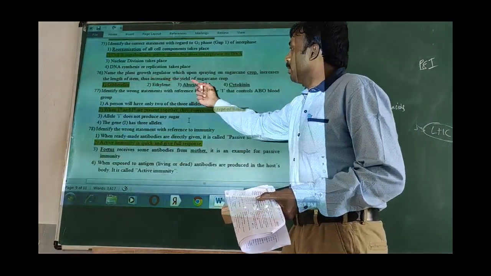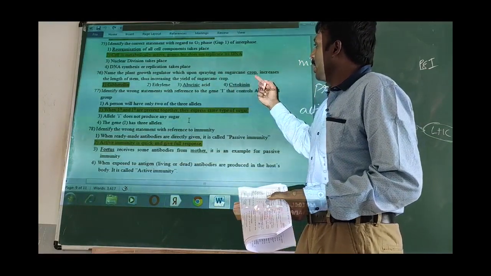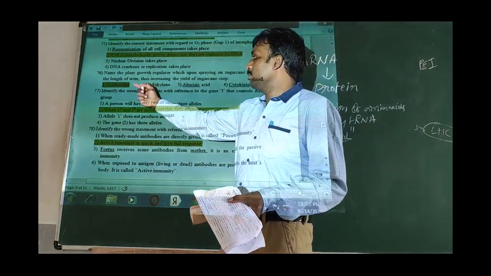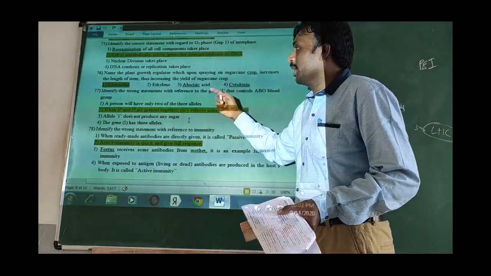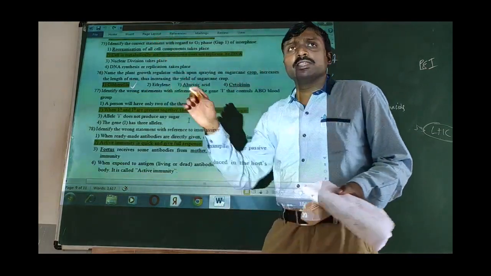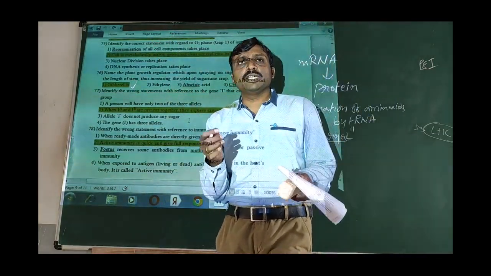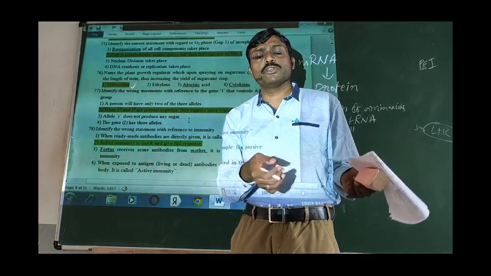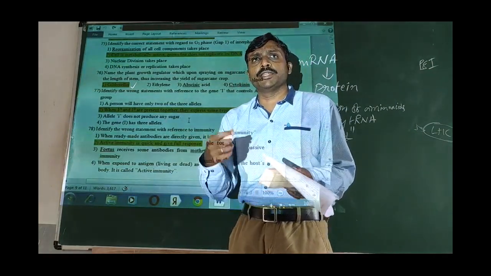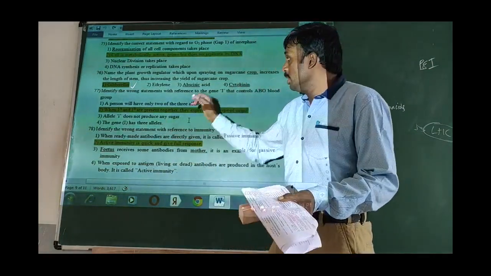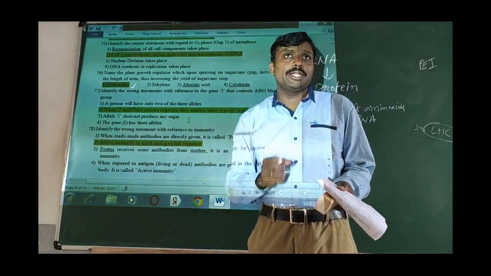Then name the plant growth regulator which upon spraying on sugarcane crop increases the length of stem, increases the yield of sugarcane. Gibberellin. Even this is also very clearly mentioned in our textbook. If you go through the textbook, uses of gibberellins. So this is one of the major points given there.